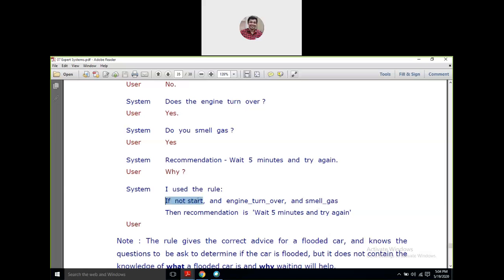Like, if not starting and the engine turns over and smell gas, that means it is talking about the if conditions. If this, and this, then it is just like an if-then kind of a condition. If these sets of conditions are there, then the recommendation is to wait for 5 minutes and try again. Maybe the reason being the system is instructing the user that it may be stopped for a certain period of time so that the engine cools, right?